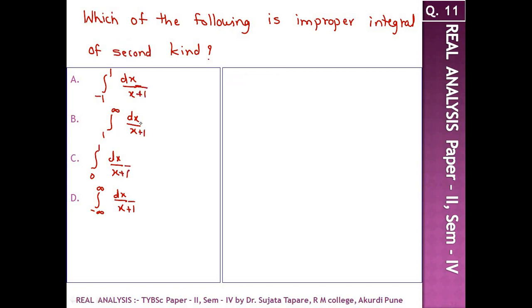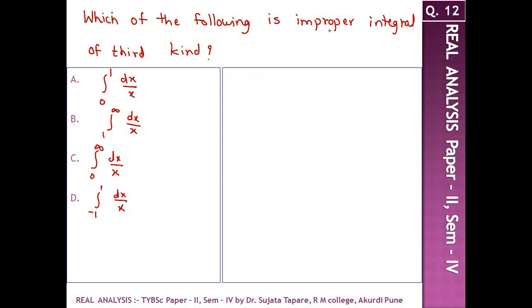Next one: which of the following is an improper integral of the second kind? The first condition is that the limit should be finite. Yes, the limits are finite. So in option A, the function 1 upon x plus 1 is unbounded at x equal to minus 1. It is the lower limit. So this first option is an improper integral of the second kind.